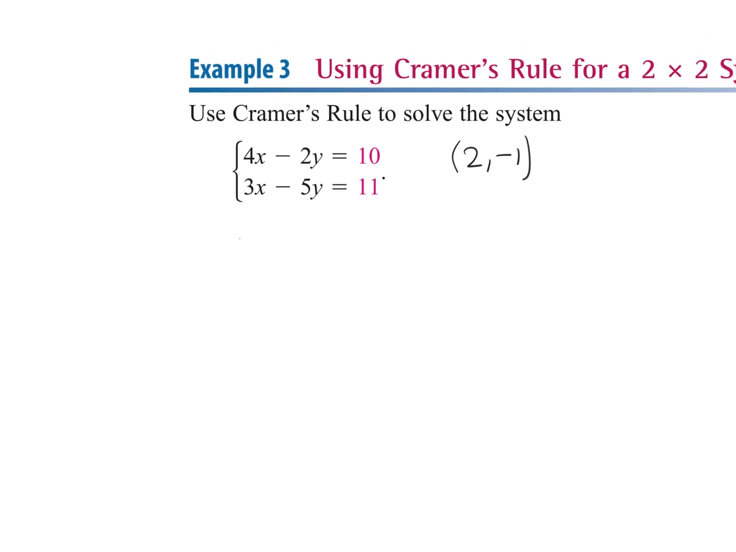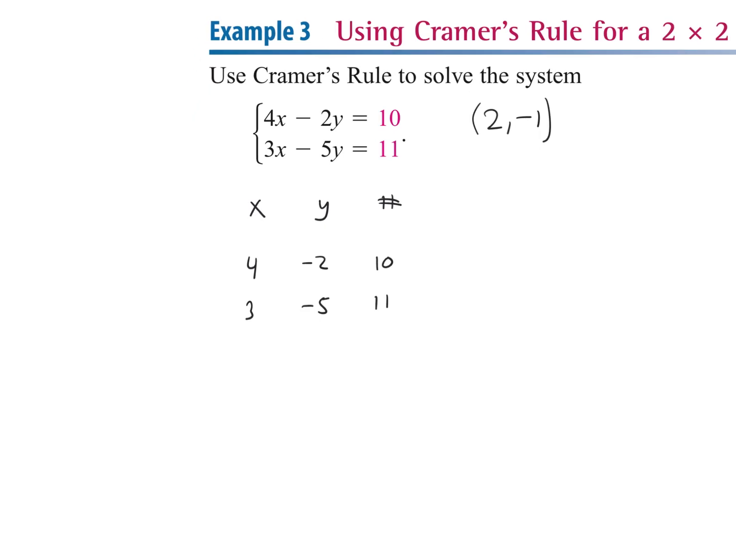First, I'm going to set up the columns. So we're going to have an x, y, and then whatever it's equal to. What are the coefficients of x? 4 and 3. What are the coefficients of y? Okay, I'm going to keep the sign with it, -2, -5. And then what are these equations equal to? Good, 10 and 11.